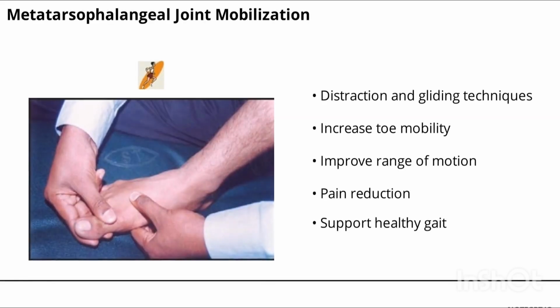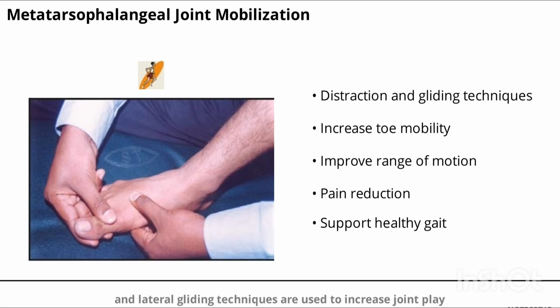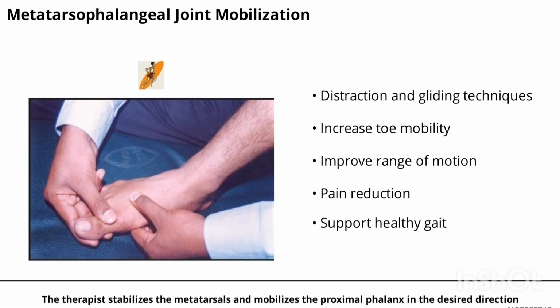The metatarsophalangeal, or MTP, joints are critical for toe movement and balance. Distraction, dorsal, plantar, medial, and lateral gliding techniques are used to increase joint play, improve range of motion, and reduce pain. The therapist stabilizes the metatarsals and mobilizes the proximal phalanx in the desired direction. These techniques are especially beneficial for conditions like hallux rigidus or after toe injuries. Consistent practice of MTP mobilization supports healthy gait and foot function.